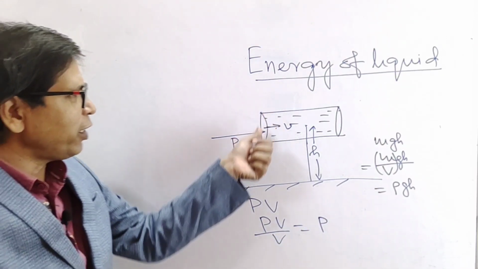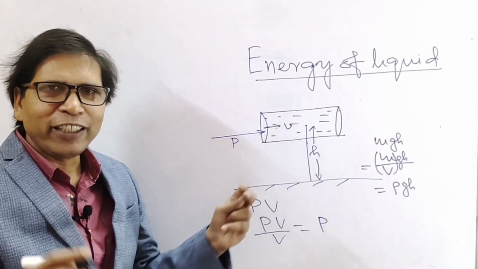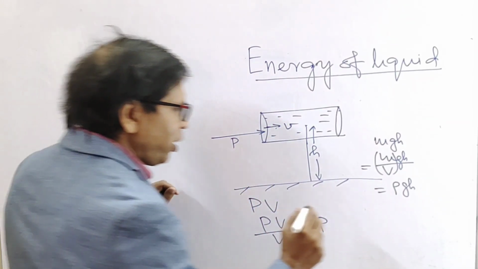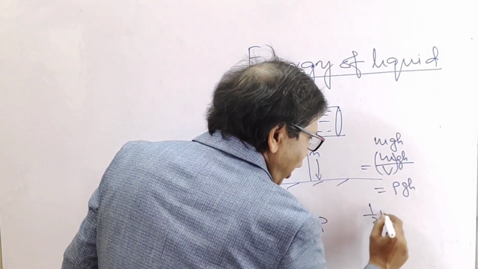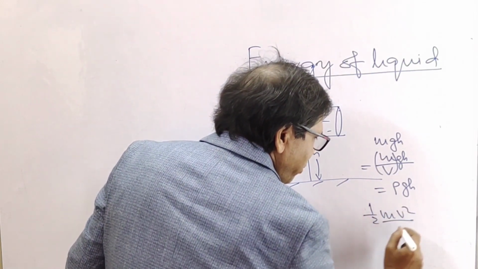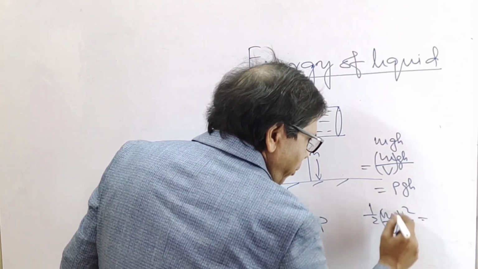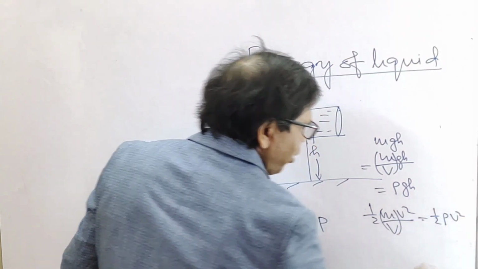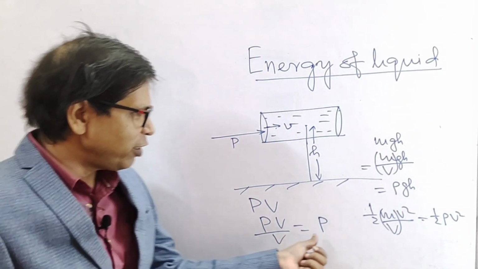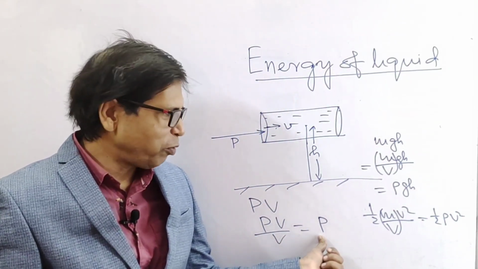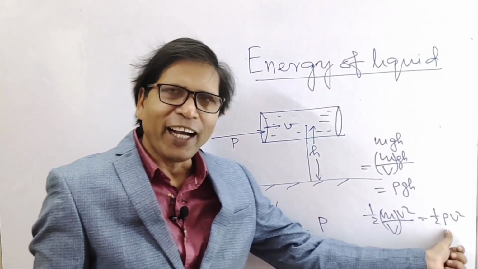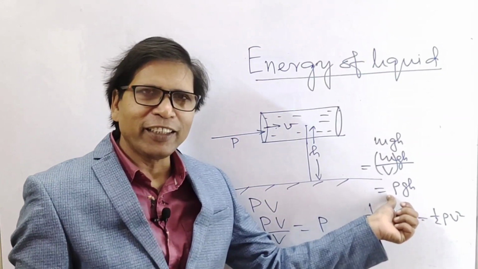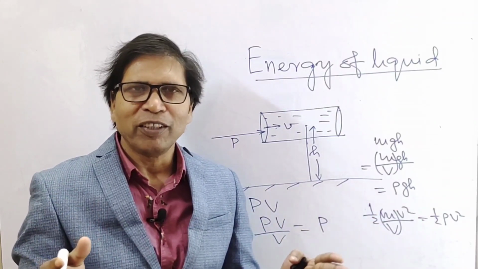Now kinetic energy of the liquid is half mv square. So kinetic energy per unit volume is half mv square divided by capital V. Now m by V is rho, so this is half rho v square. Okay, so this is the pressure energy per unit volume, this is the kinetic energy per unit volume, and this is the potential energy per unit volume.